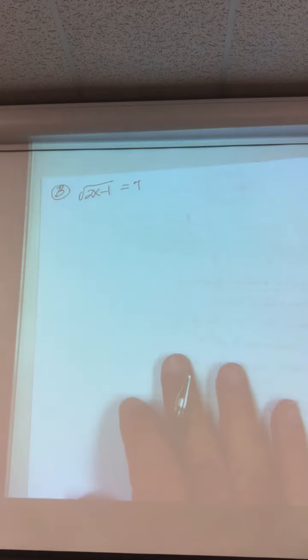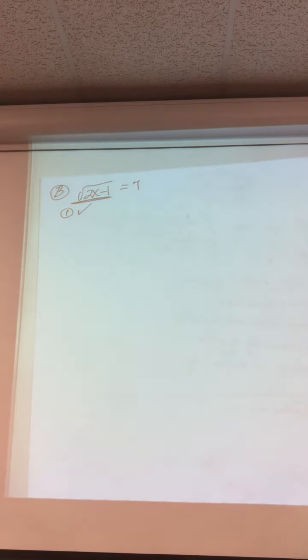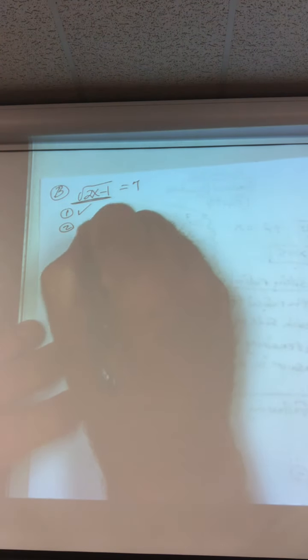Square root of 2x minus 1 equals 7. Step 1: here's the radical term. It is right by itself. I'm going to work one in just a minute where it's not, but this one is. Step 2: square both sides.